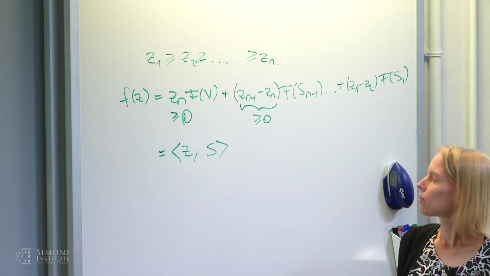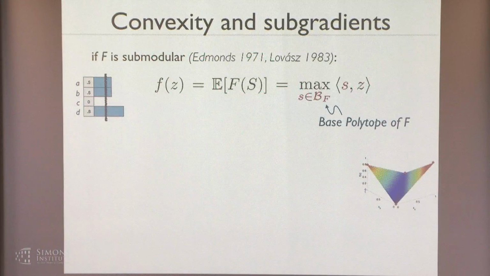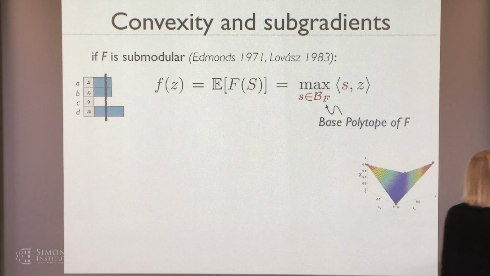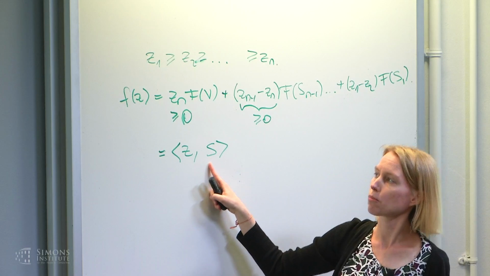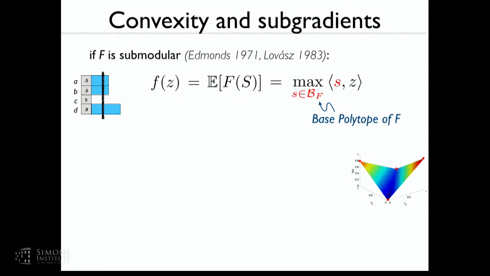Okay, so why does this show convexity? In fact, here's why. If my function is submodular, this little vector s is exactly the same as the solution to an optimization problem, which is a maximization problem where z is the cost function and this s lives in a special polytope. So I'll say something about that.